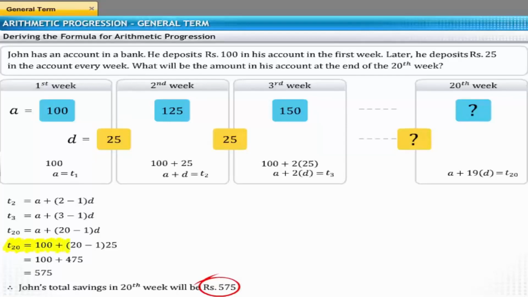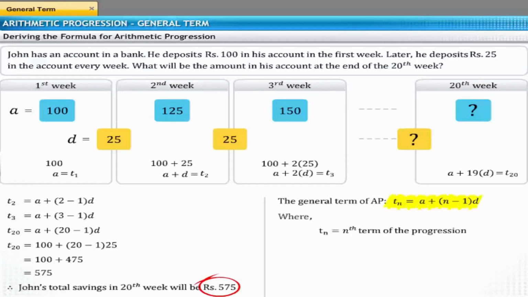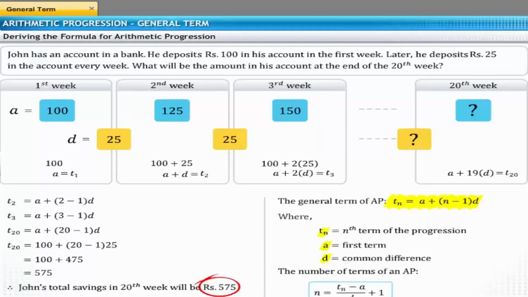T20 equals 100 plus 20 minus 1 multiplied by 25. If you substitute 20 with n in the above calculation, you will get a general formula for calculating the nth term of an AP. Thus, Tn equals A plus n minus 1 multiplied by D, where Tn equals last term of the progression, A equals first term, D equals common difference. The number of terms of an arithmetic progression whose A, D, and Tn are given is n equals Tn minus A divided by D plus 1.